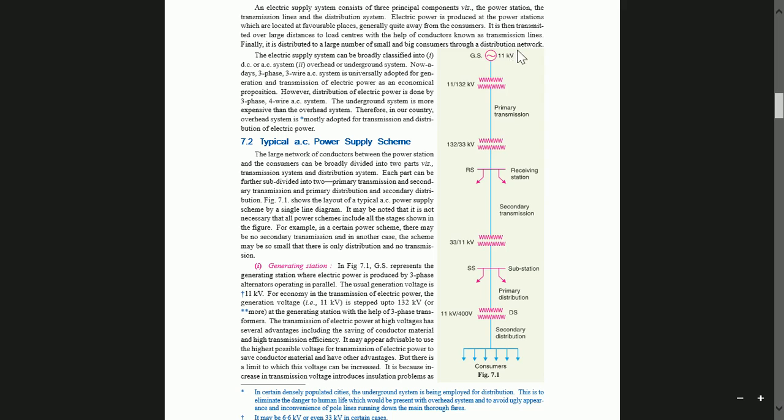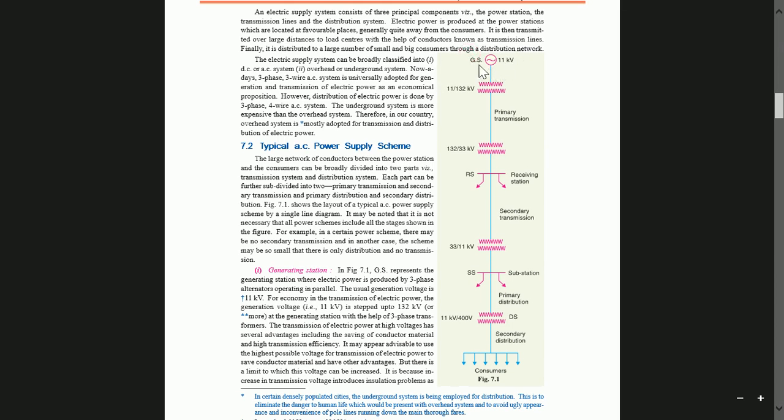Here the generating station generates 11 kV, in India 3.3 kV, 3 kV, different values. In India the highest power generation is 11 kV only. Whatever is generated, we transfer through the transmission line. Due to the higher length between the consumer and the generating station, the voltage will be high.